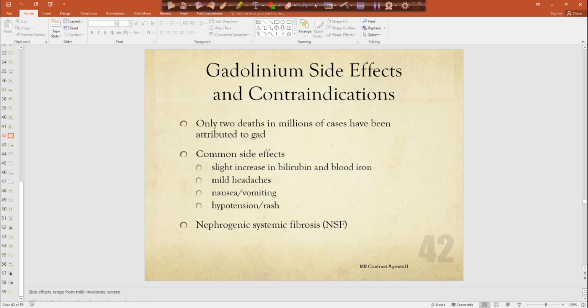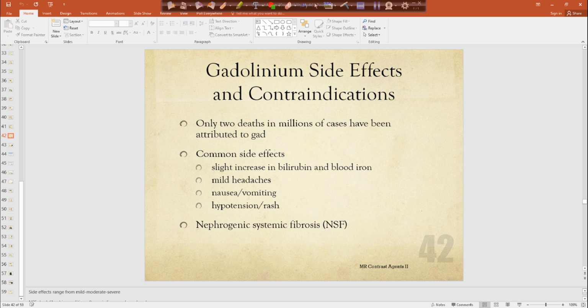So we have a couple of deaths associated with gadolinium, and they were really linked to NSF. But since the ACR has made the recommendations to not use certain linear agents, these cases have been eliminated.